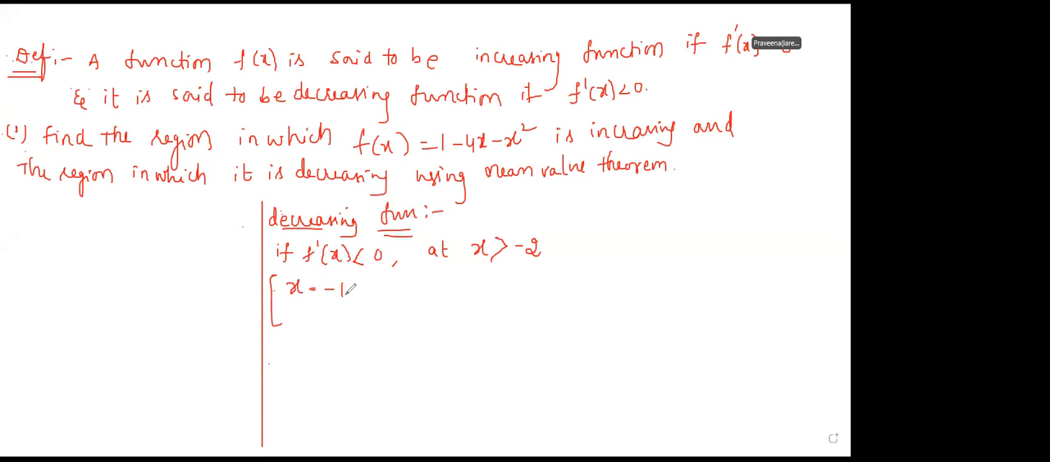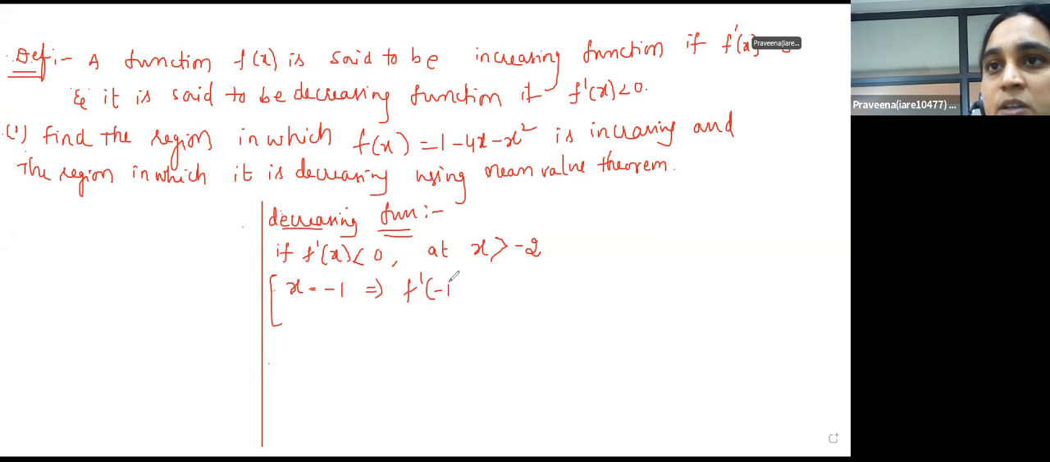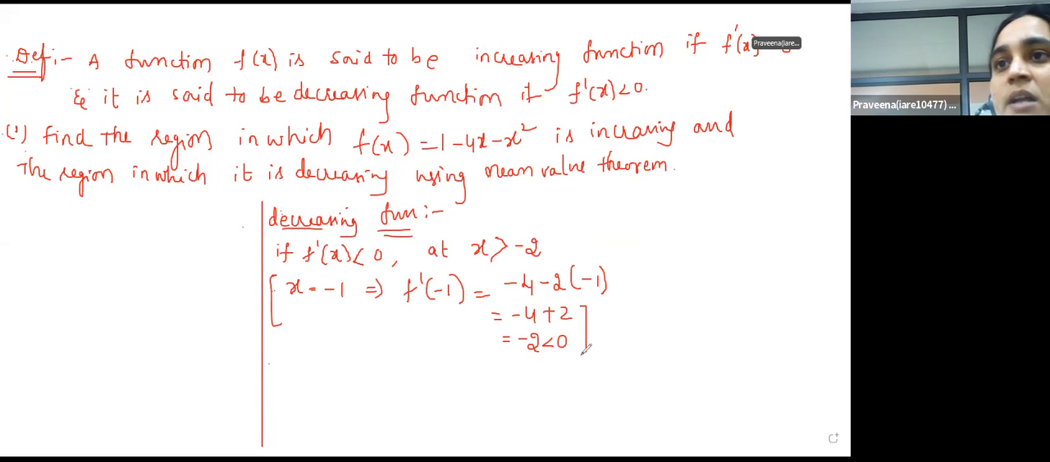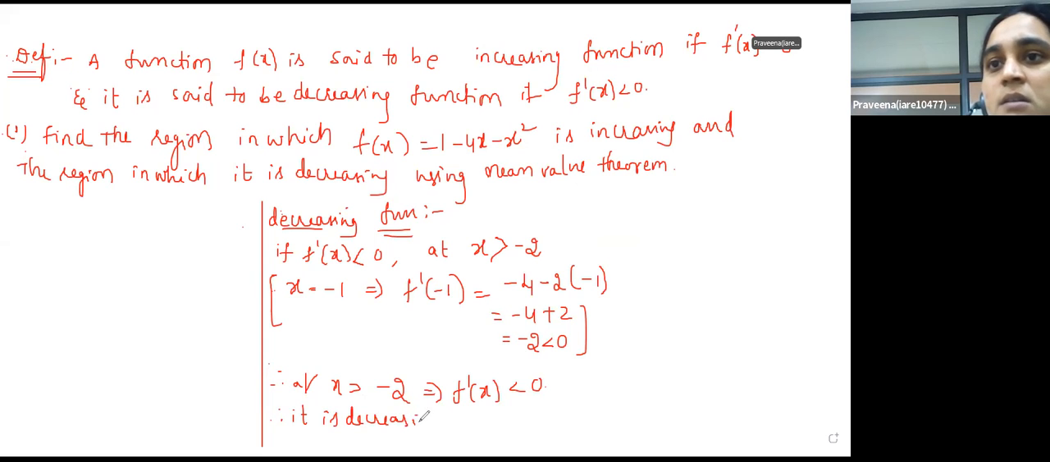I'll check with -1 for f dash of x. f dash of -1 is equal to -4 minus 2 into minus 1, that is -4 plus 2, that is -2, which is less than 0. If you take any value of x greater than -2, definitely f dash of x is less than 0. Now I'll check with one example, at x is equal to -1. Therefore, at x greater than -2, f dash of x is less than 0, therefore it is a decreasing function.